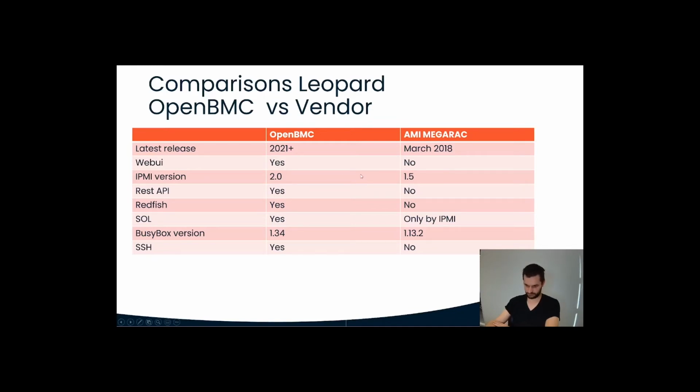The API version is also a lot older. It doesn't get an API, and OpenBMC also got Redfish, so it's a lot more standard for the time we live in now. It also got Serial over LAN, like we just discussed, which was only over the API. It has BusyBox with a lot of tools for development and usage, and AMI also got a much older version of it. And SSH is maybe not even possible on vendor BMCs.